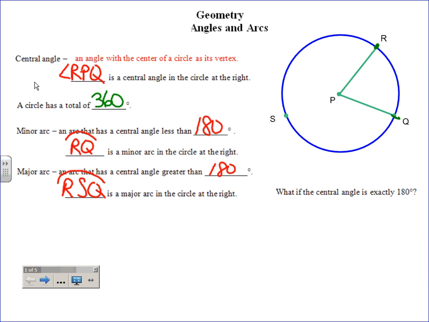So this one here says less than 180. That one says greater than 180. Well, what if the central angle is exactly 180? Is that a minor arc? Is that a major arc? Not according to our definitions. Well, what is it? Okay, not a median arc. Good idea, though. You should know what that's called. What if it is exactly 180 degrees?